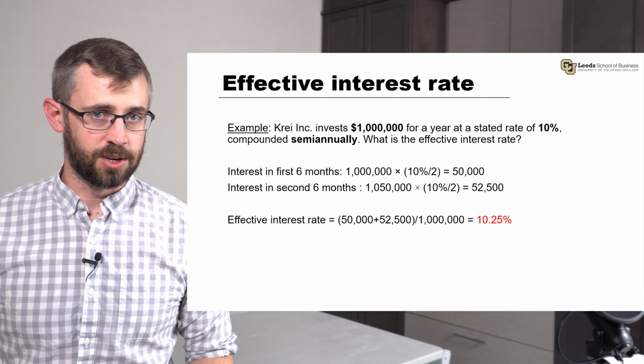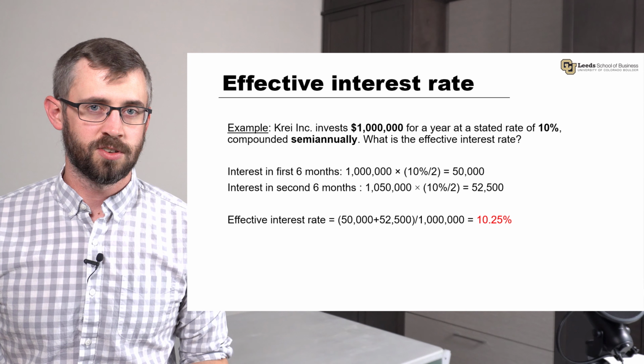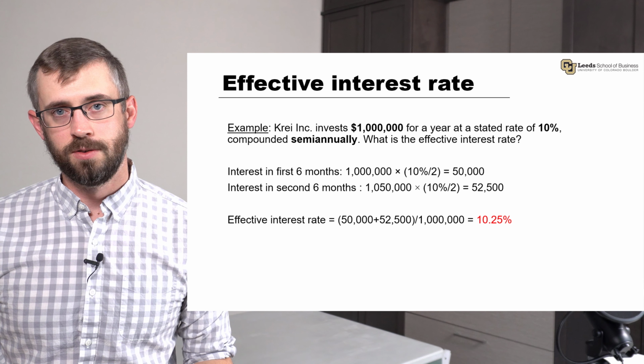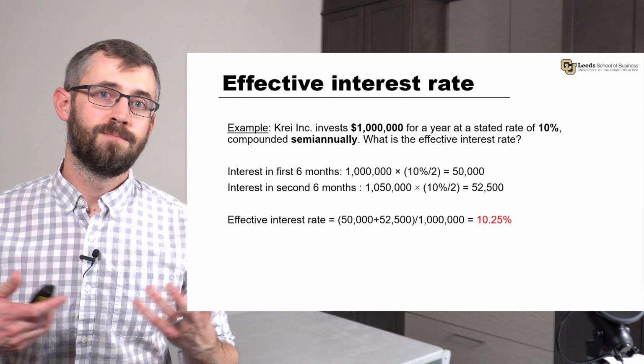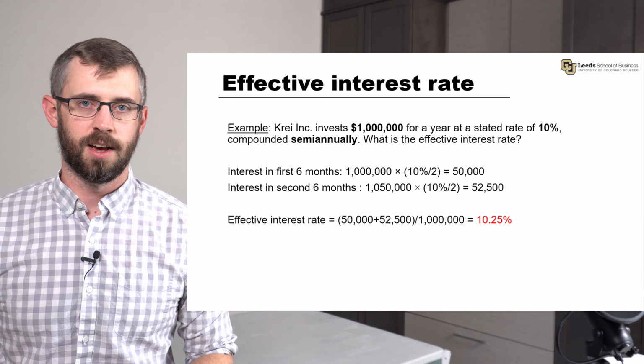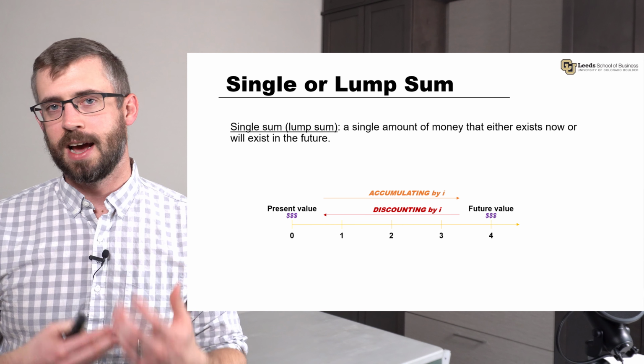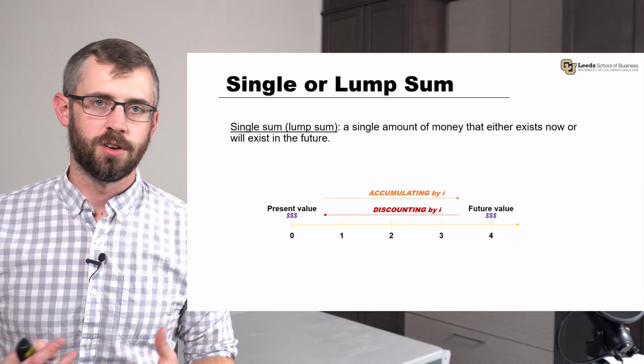And so their effective interest rate here is they're going to earn $102,500 on that $1 million loan. And so they're really getting 10.25% in interest. So it's a little bit higher than that stated rate of 10%. So that covers our interest and our compounding that we're going to have to deal with for these long-term notes and long-term bonds.